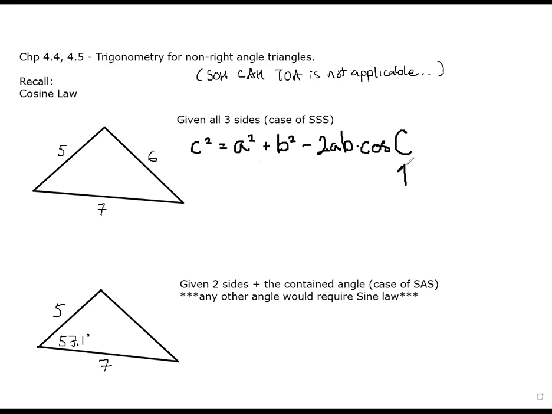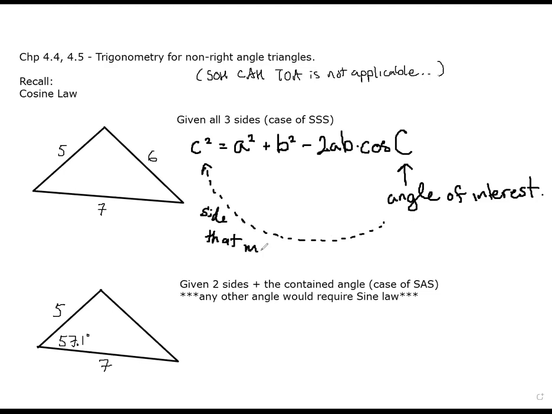C is always the angle. I'm going to call it the angle of interest. We are interested in this angle. That angle has to always go inside cosine, which means little c is the side that matches the angle.